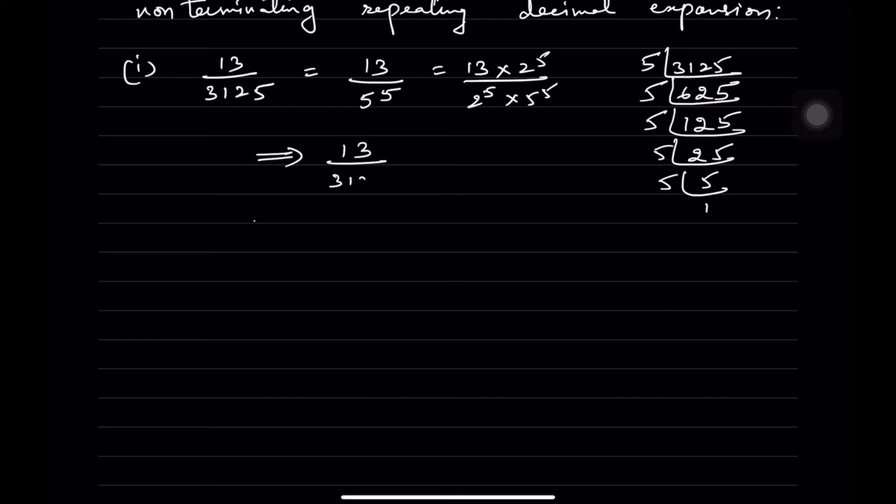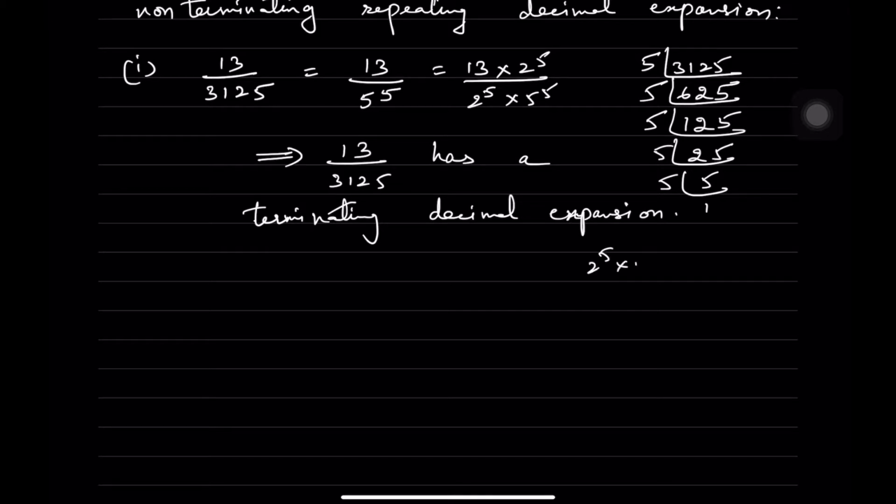Which implies that 13 by 3125 has a terminating decimal expansion, because it can be written in the form of 2 to the power of 5 into 5 to the power of 5, which can be written as (2 into 5) whole to the power of 5. So this is nothing but 10 to the power of 5. Anything to the power of 10 in the denominator becomes a terminating decimal.